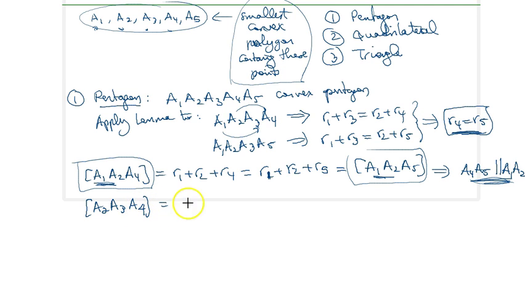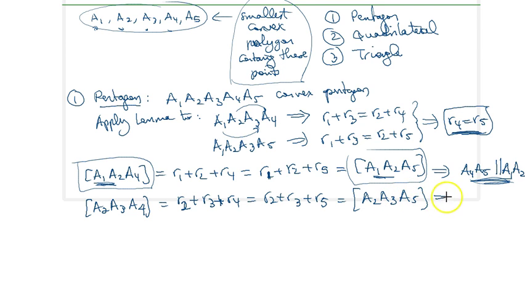But now also consider the following triangle. Again, applying the definition, that's R2, R3 plus R4. Replacing R4 with R5, this establishes that the area is also equal to the area of triangle A2, A3, A5. But again, A4, A5 is actually parallel to A2, A3.